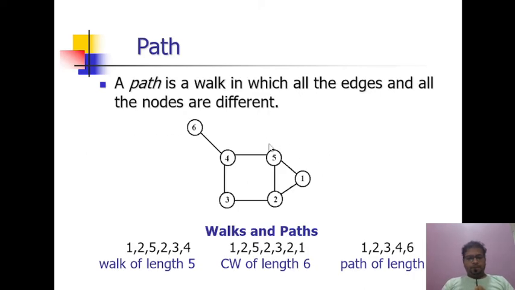Now let's see what a path is. A path is a walk in which all the edges and all the nodes are different. Remember this: all the edges, all the nodes are different. You can consider this one. This is a particular graph. In this, what is a walk and what is a path?